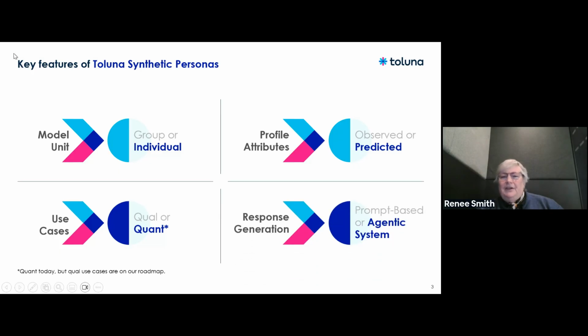And then in terms of how we generate the responses, our personas operate within an agentic system. So it's not prompt-based, it's not just one or two prompts. There's a full agentic system that includes a lot of checks and balances before the answer is even given. So just a little bit of background, but I can't go too much into how they're created in this presentation. We can talk about that in Q&A if you'd like.